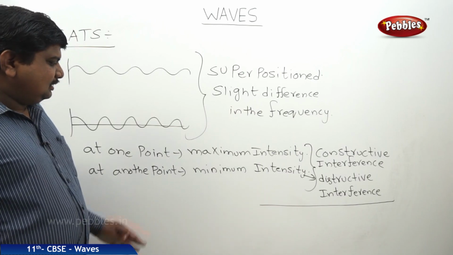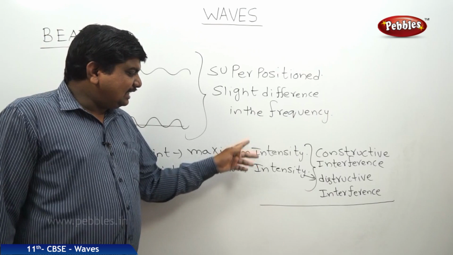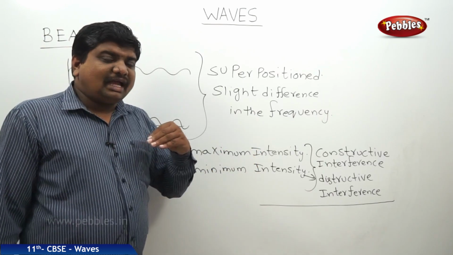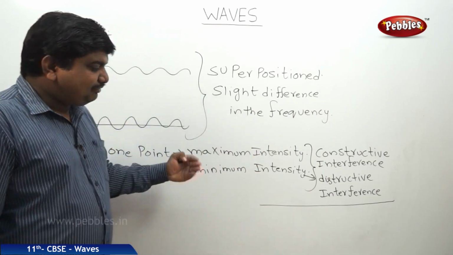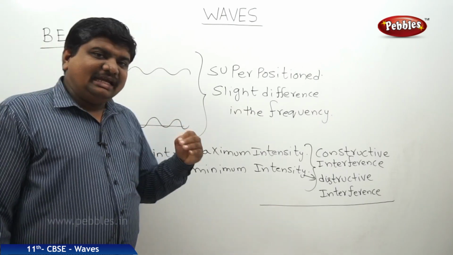Such a thing is possible: there is an alternating or periodic change in the intensity of sounds which are traveling along the same direction. This phenomenon leads to the formation of beats. So how can a beat be defined?